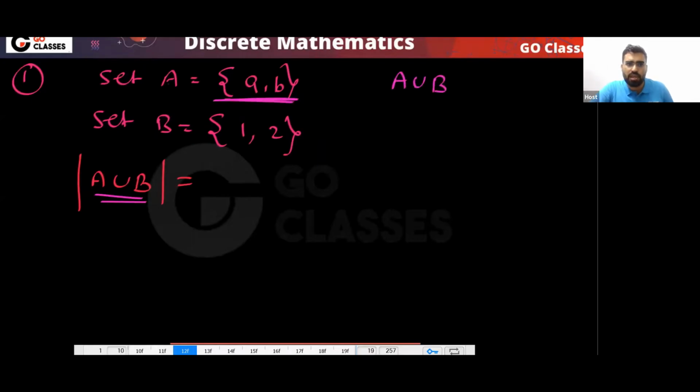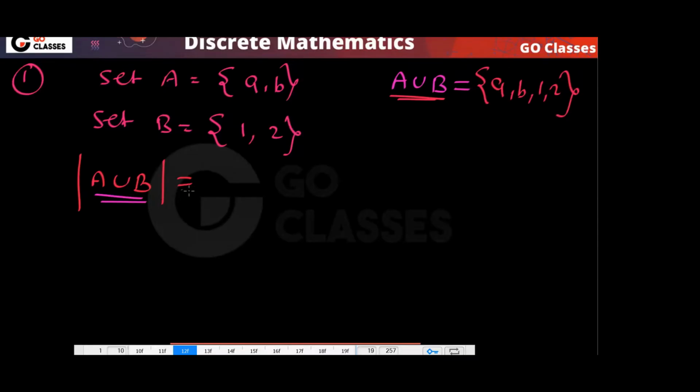So this set has two elements. This set has two elements. So how many elements in A union B? A union B means merge all the elements of A and B. Take all the elements of A, take all the elements of B. So A union B will be a, b, 1, 2. This will be A union B. Remember, A union B means take all the elements of A, take all the elements of B, and merge all of them. Okay, that is your A union B.